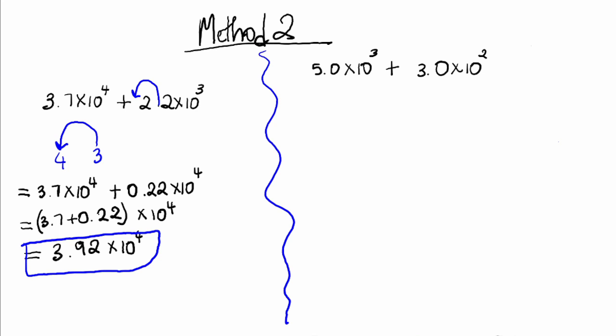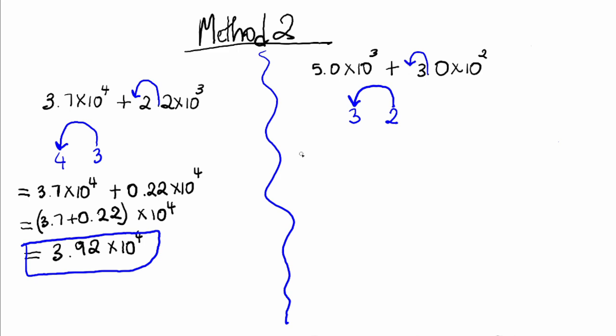This example, we have 5.0 times 10 to the 3rd power plus 3.0 times 10 to the 2nd power. Already we realize that the powers of 10 are different. We have a 3 and a 2. 3.0 times 10 to the 2nd power obviously has the lower power of 10, and it will be converted from times 10 to the 2nd power to times 10 to the 3rd power. So we'll be moving from 2 to 3. We'll move the decimal point one place to the left. Let's move the decimal point.